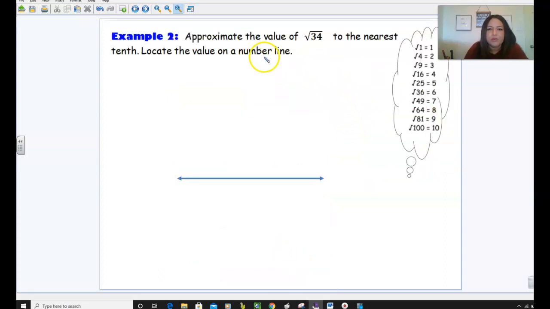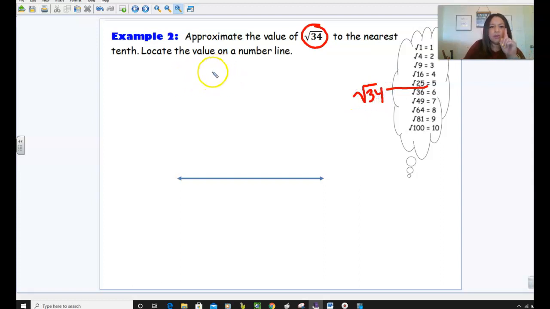Approximate the value of the square root of 34 to the nearest tenth. Locate the value on a number line. Step 1. We need to look at our square roots right here and decide where the square root of 34 belongs. So right here I have the square root of 25, and right here I have the square root of 36. Somewhere in the middle should be the square root of 34.